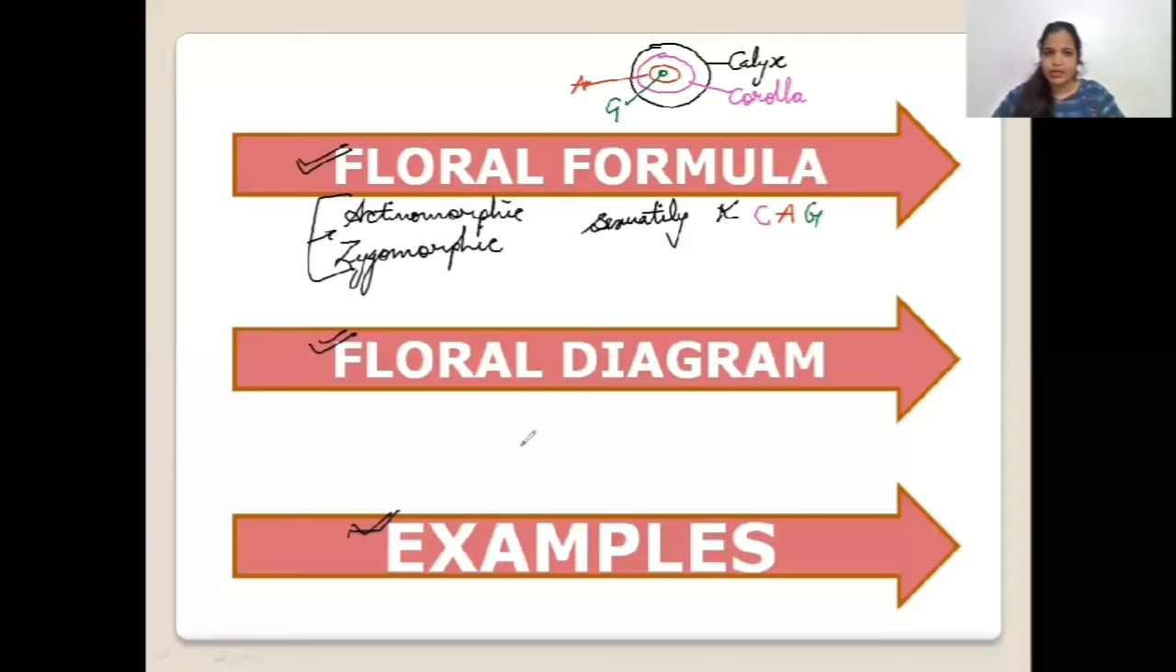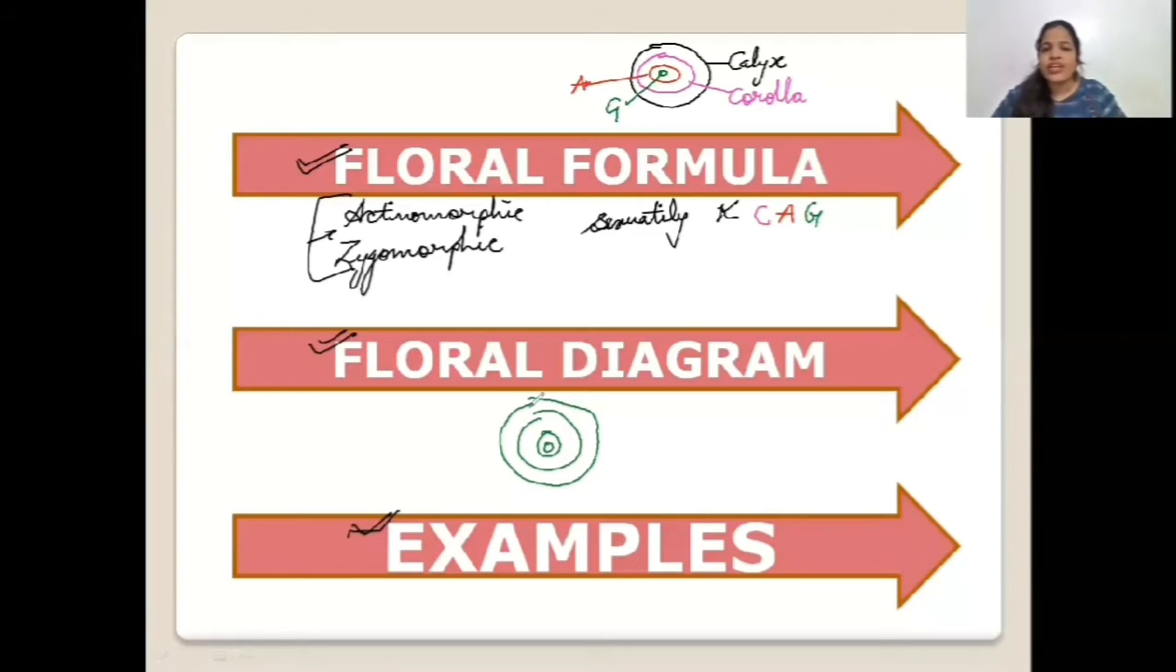In floral diagram also, you represent the flower in the transverse section, means on the outermost part you draw the calyx, then you draw the corolla, then you draw the androecium, then you draw the gynoecium. I've used the same color to reduce the time waste. So, all these four whorls are represented in this diagrammatic form.